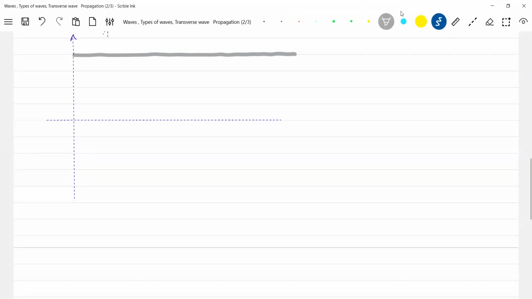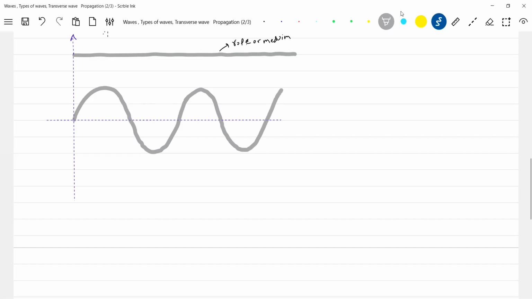Okay, there's a rope, or medium it is. Fine. Okay, next what we have is, why is the shape of the rope like this? A person at one end, what will he do? He will continuously vibrate his hand, and because of that the rope will take this particular shape.